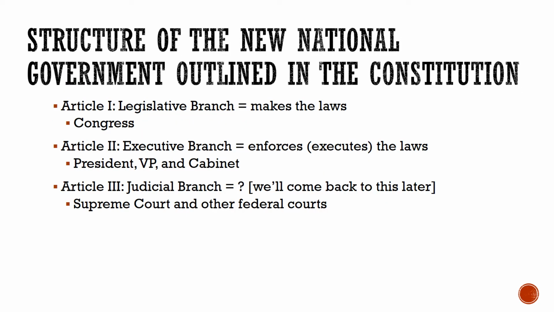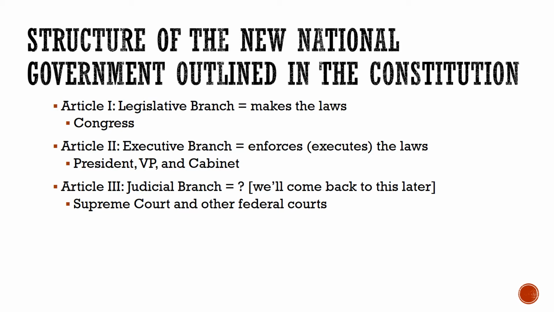So taking a look at the structure of the new national government, I want you to be versed in the structure of the Constitution as it relates to the structure of our government. There are seven articles within the Constitution, and the first three outline the three branches of government. So Article 1 deals with the legislative branch, and their job is to make the laws. The legislative branch is made up of Congress, and we'll talk about the House of Representatives and the Senate in just a moment.